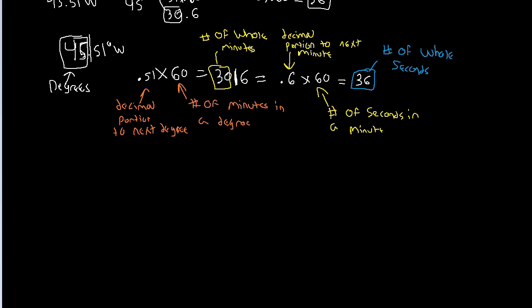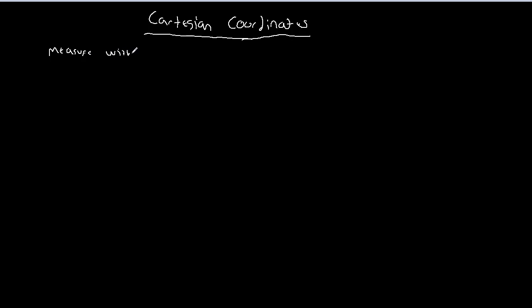So let's go ahead and give ourselves a little bit of space here. Let's talk about the idea of Cartesian coordinates. So the idea here being that instead of measuring things with latitude and longitude using angles, we're measuring things with x and y using distances from an origin.